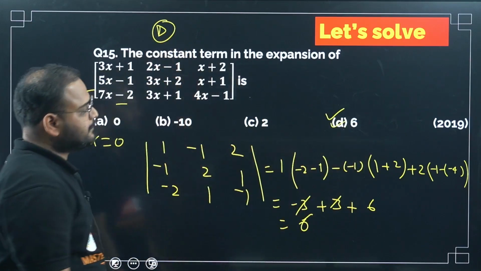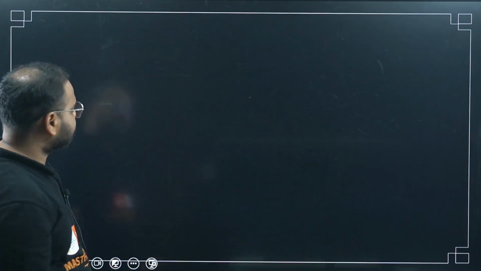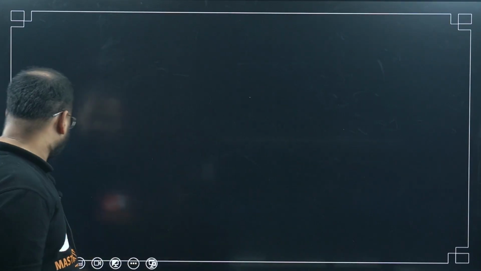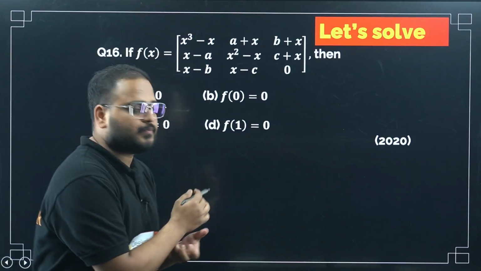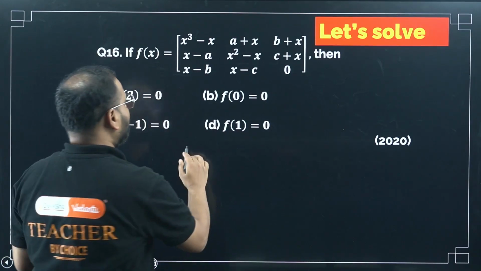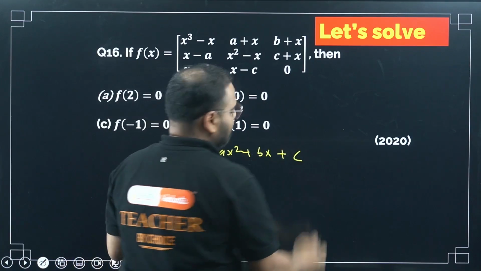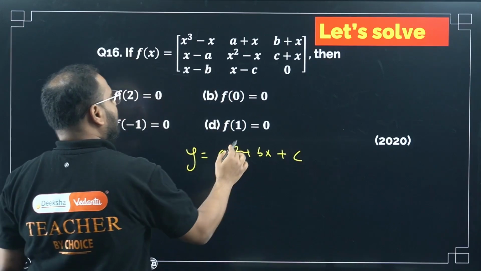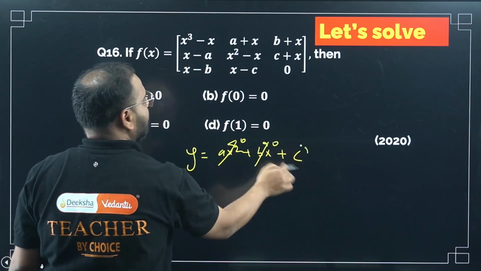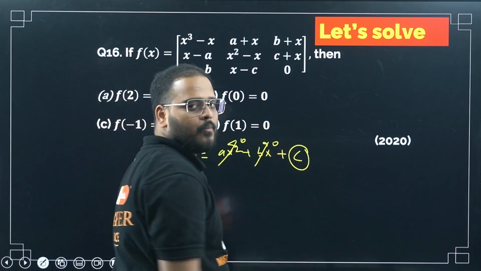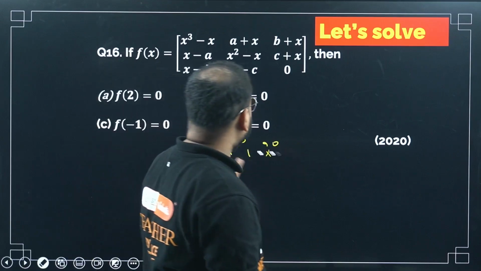So if you expand this, the constant term is 6. Why am I taking it like this? Because for the constant term, x will be 0, right? There will be no x. That's why I've substituted x as 0. Think about it. If I have an expansion like ax square plus bx plus c and I want to find the constant term, how will I get it? Put x equals to 0. If you put x equals to 0 in this function, what is left? The c value. That is my constant term, no? That's how.